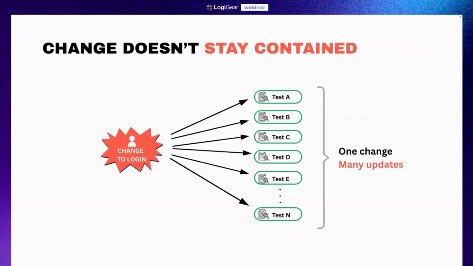And this is the operational impact of uncontrolled variation. And the problem isn't login itself. The problem is that the ownership of this particular workflow is fragmented across the entire test suite. So one change spreads everywhere.